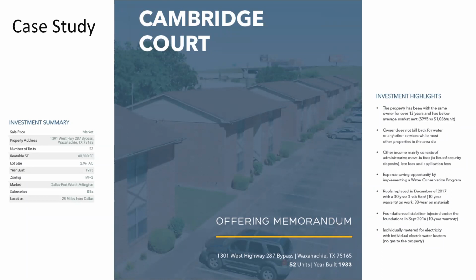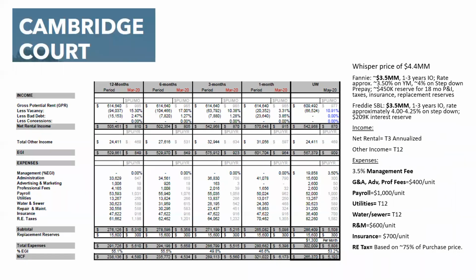So this deal was listed, 52 units in Waxahachie, which is sort of south of Dallas. And the whisper price is about 4.4 million. And I wanted to talk about how we looked at it from the debt side. So 4.4 million. If you look at it from a Fannie perspective, it's getting to that $3.5 million loan amount, 1 to 3 years interest only. The rate's about 3.5% on yield maintenance, about 4% on step down. But because it's below 6 million, like we talked about, the total reserve is 450,000. So that's 18 months of P&I, 12 months taxes, insurance, and replacement reserve.